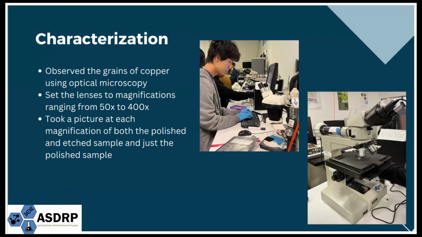So our third step was to use a Nikon and Olympus optical microscope, and we were able to observe the etched samples. Optical microscopes use a series of lenses to magnify the images of our samples with visible light. We observed our samples at different magnifications, ranging from 50 times to 200 times magnification, and did so for our etched and polished samples, as well as our samples when they were just polished. At these different magnifications, we took a picture of each sample in order to compare the differences.